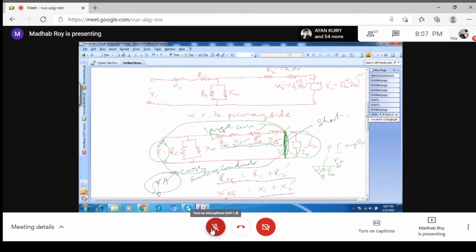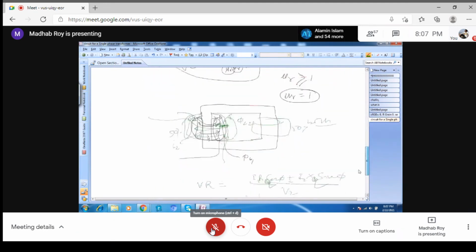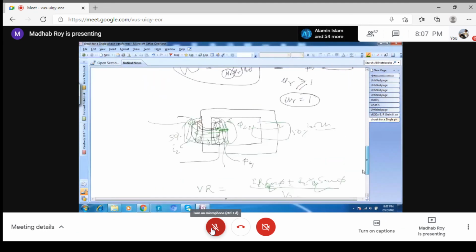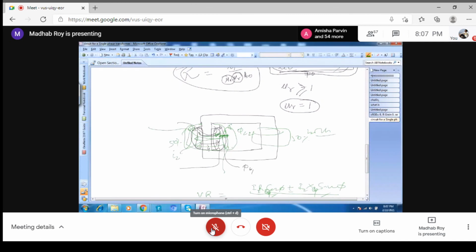Large current will flow through the spark, okay? And this current is beyond the rated value. More than the rated value current will flow and the transformer will burn, okay? So any short circuit is dangerous for the transformer. It will burn the winding, okay?